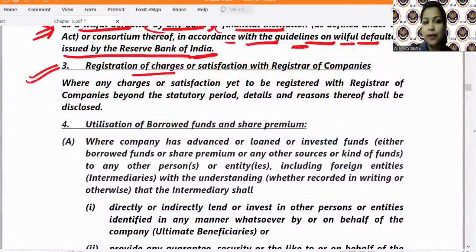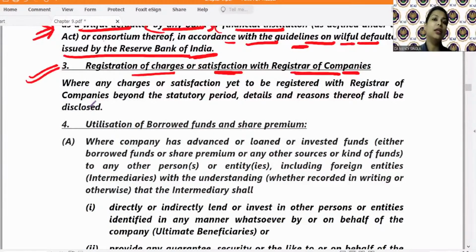registration of charges or satisfaction with the registrar of borrowings. So now what we are doing, students, is the additional regulatory information with respect to borrowings. As such, in this amendment given in Schedule 3, 14 points are given consecutively. In your module, for simplicity, these have been written after the particular topic to which they relate. Okay? So the third point is registration of charges or satisfaction with registrar of companies.